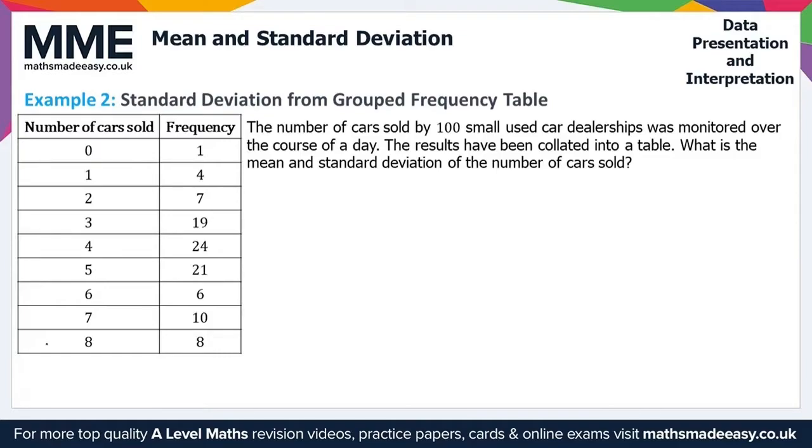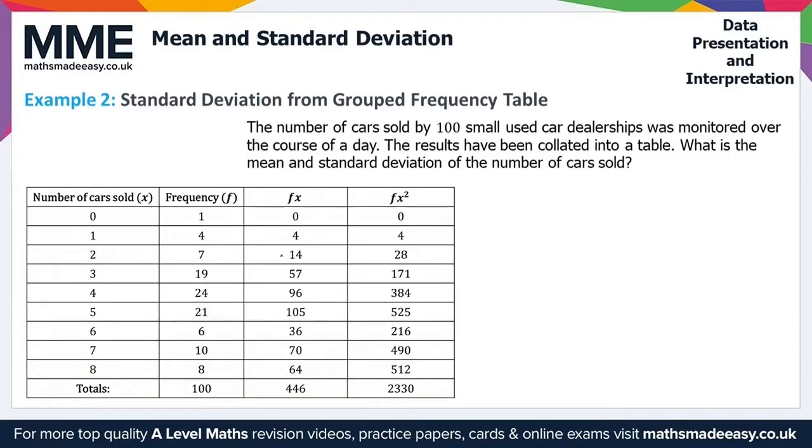So if we get rid of our table here and set up our new table, we get something that looks like this. Okay, so fx, that's going to be 0 times 1, giving you 0. Same for fx squared here, 0 squared times 1, also gives you 0. If we check that for 2 and 7 here, x times f, fx, would give us 2 times 7, 14, and then 2 squared is 4, times 7 gives us 28. So that's how we obtain this table here.